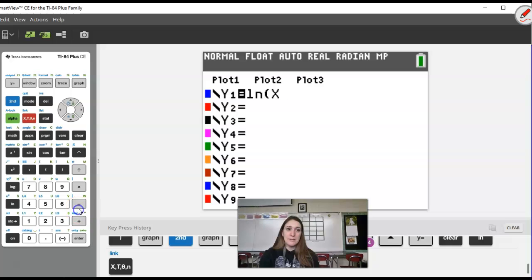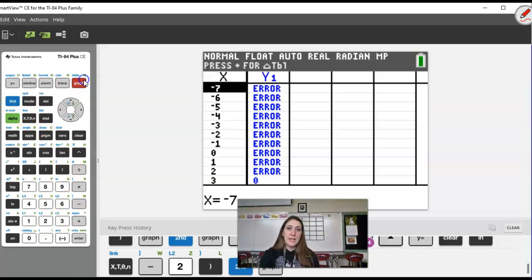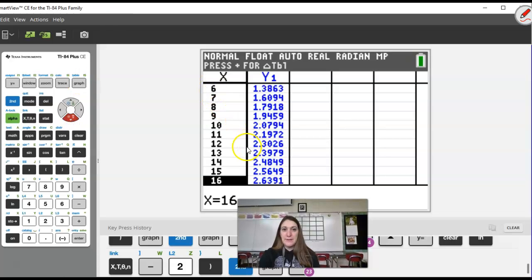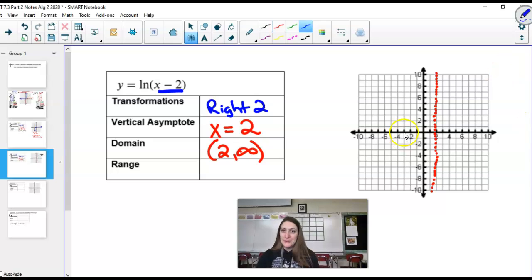I believe it was x minus 2. I remember it shifting to the right. And then if you go to your table, I see that the asymptote is at 2. We're slim pickings for some points here, guys. 3, 0, and that's kind of it. So 3, 0, and then I'm going to graph like 10, and then just above 2. Oh, 2. Hello, 2.